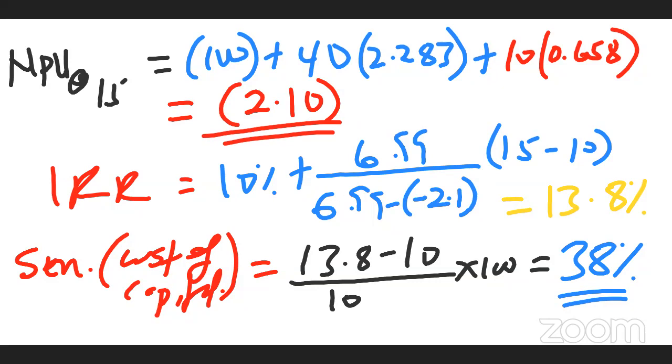Then let's look at the last one, sensitivity to the project life. So in this project, for instance, we were saying that the project life is 3 years. What happens if the project goes beyond 3 years? What happens if the project life changes? Will we still have a positive NPV, or will the NPV become zero? So let's look at how we compute the sensitivity to the project life.